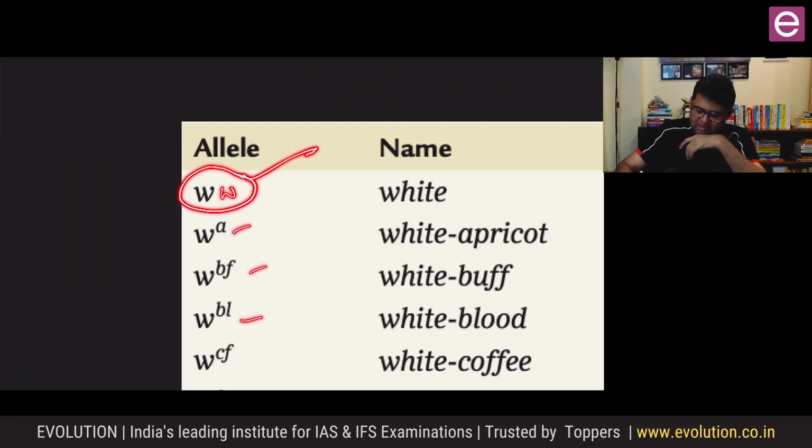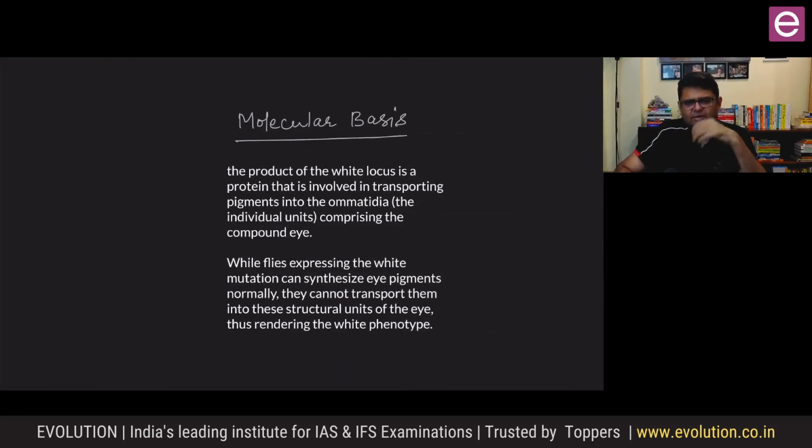But in all other alleles, there will be different efficiency of carrying the pigment. Not the pigment that will be different; the pigment is the same, but the efficiency of carrying the pigment differs. So while flies expressing the white mutation can synthesize eye pigment normally, they cannot transport it into the structural units of the eye, thus rendering the white phenotype. And the rest of them will move the pigment with different efficiency. As a result, the eye color will be different. So that is multiple allelism. That is all you needed to study here.